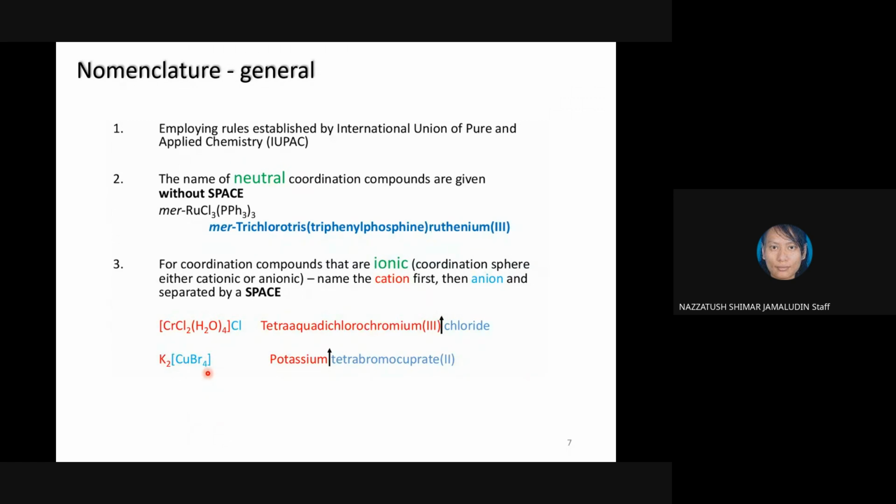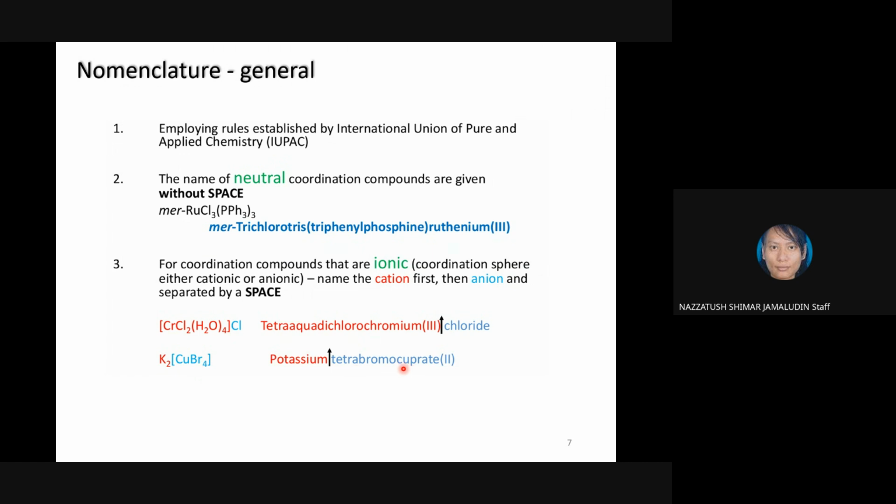You are correct. But how do you name it? Now, how many bromine is there? 4. Tetrabromo. Do you see any other ligands with copper in the blue bracket? No other ligands. So there's only bromo. So tetrabromo. There is no need to arrange according to alphabetical order. Ligand always comes first in the naming of compound.